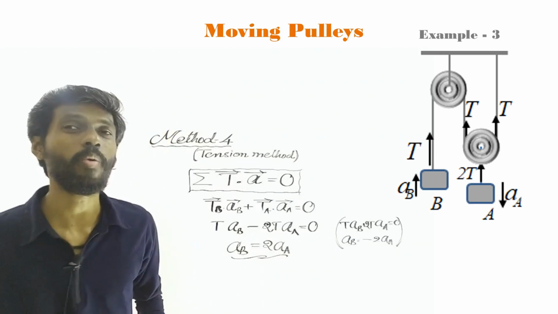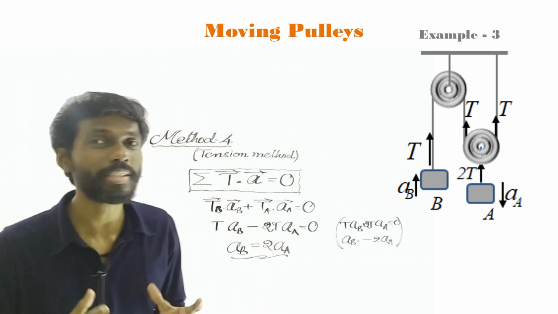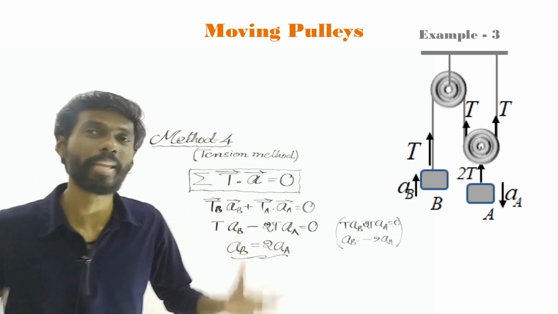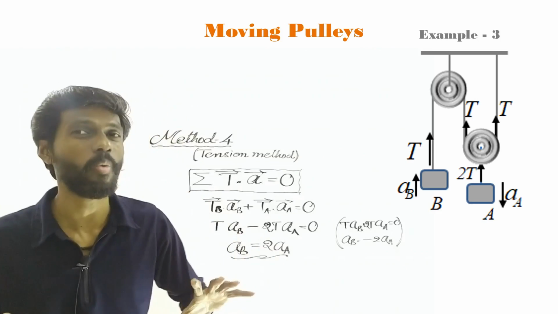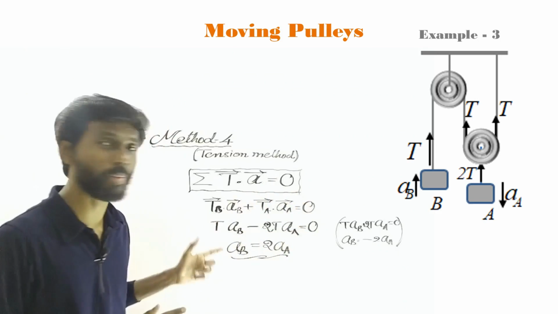But usually we try to avoid that variable method, taking x, y and all. Still, we learn that method because sometimes the other methods might fail, so we have to have one method which works in many cases. We try to avoid it because we don't want to do a lot of calculations. But mostly we use this tension method.